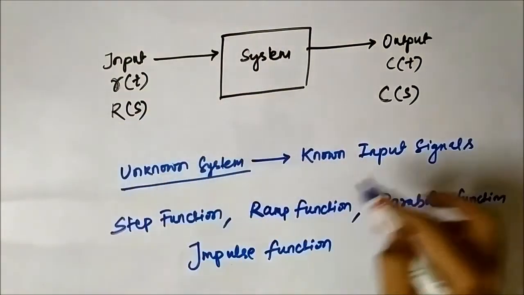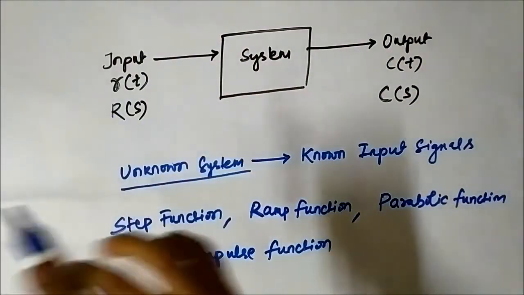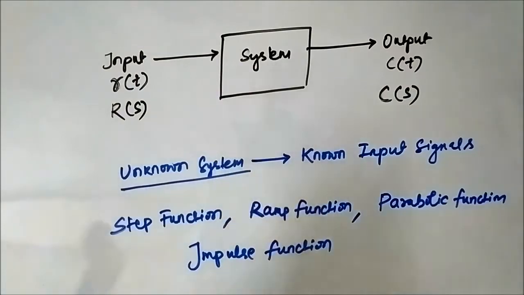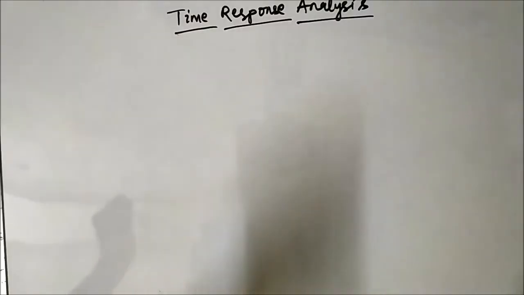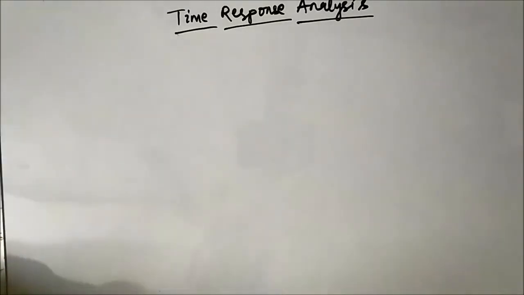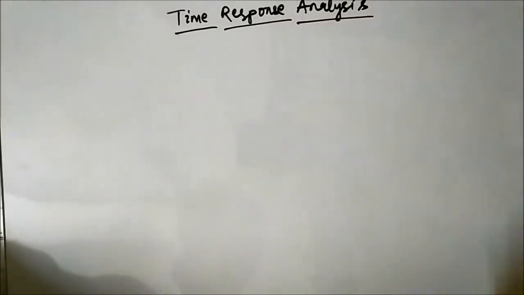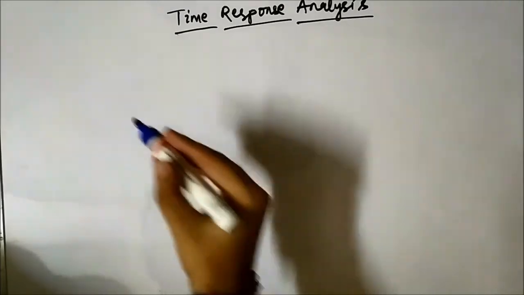This is called time response analysis, and this chapter will revolve around this topic. We have already discussed the basic signal functions in the signals and systems portion, but let us have a quick look at all the signal functions that we will come across in time response analysis, which will be used in the analysis of unknown systems, just to have a clear understanding.